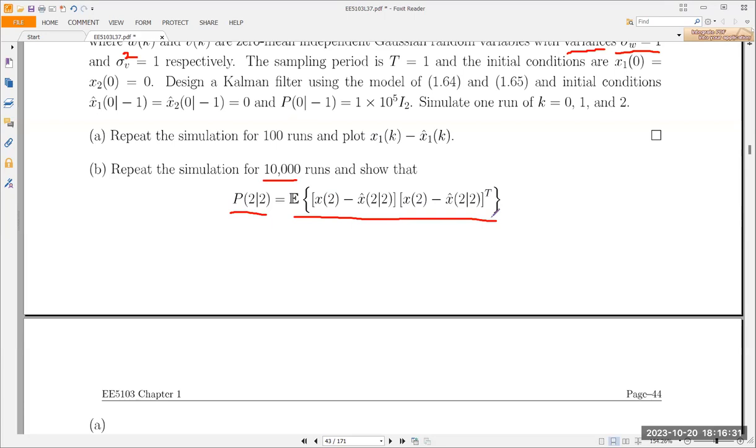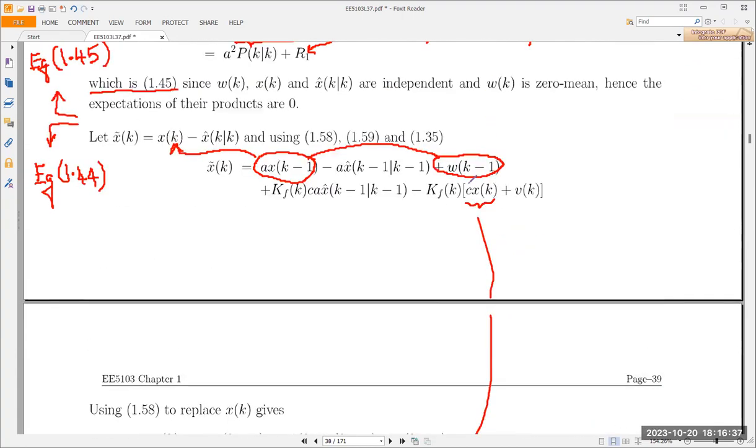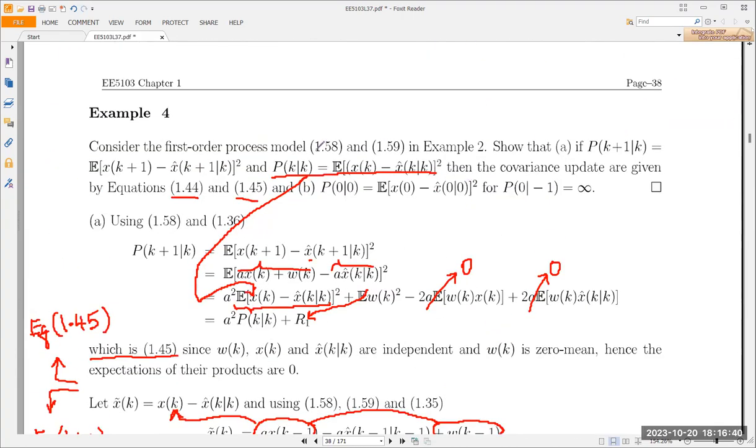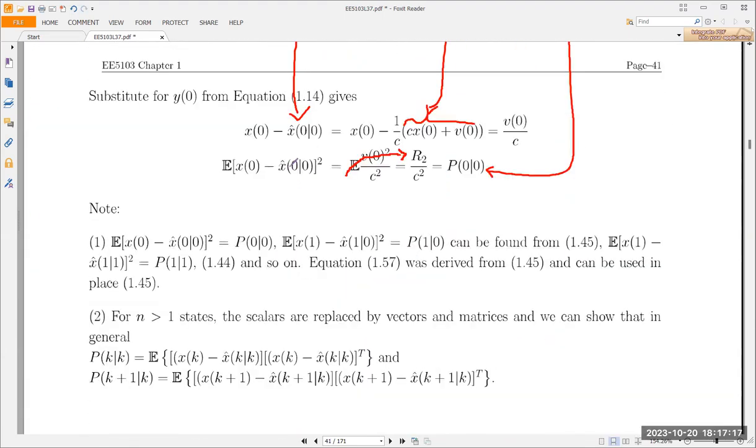This is what I want you to verify in MATLAB. You remember last week's tutorial questions? I tried very hard to tell you this. Show that this is actually this. What is this? Expectation. This is variance. If you square this, this is the true state and this is the estimate, so the difference between the true state and the estimate is the estimation error. Since you square it and take the mean, this will be the variance of the estimation error, and it's always equal to PKK.